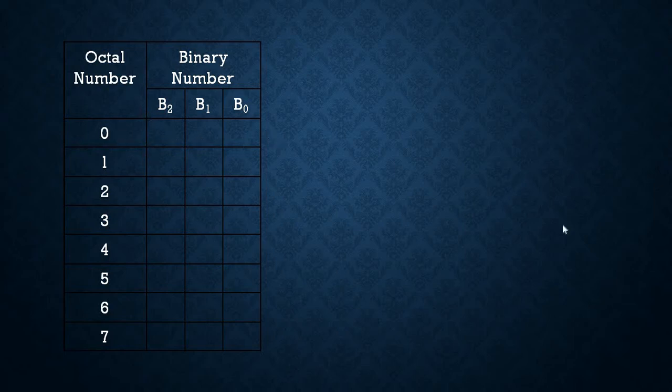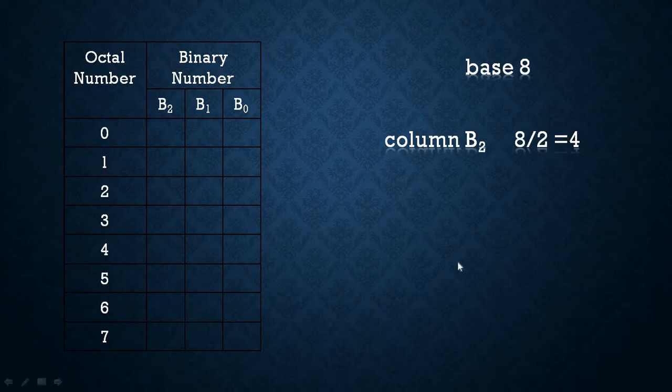Now we have to find, for each digit, the binary equivalent. To create the column B2, we divide the base of octal, 8, by the base of binary, 2, and we get the value 4. This value indicates that in the relation table for octal number and binary number, the first column B2 consists of 4 times 0 and 4 times 1, because the total entries are 8. So to create the column B2, we enter 4 times 0 and 4 times 1.